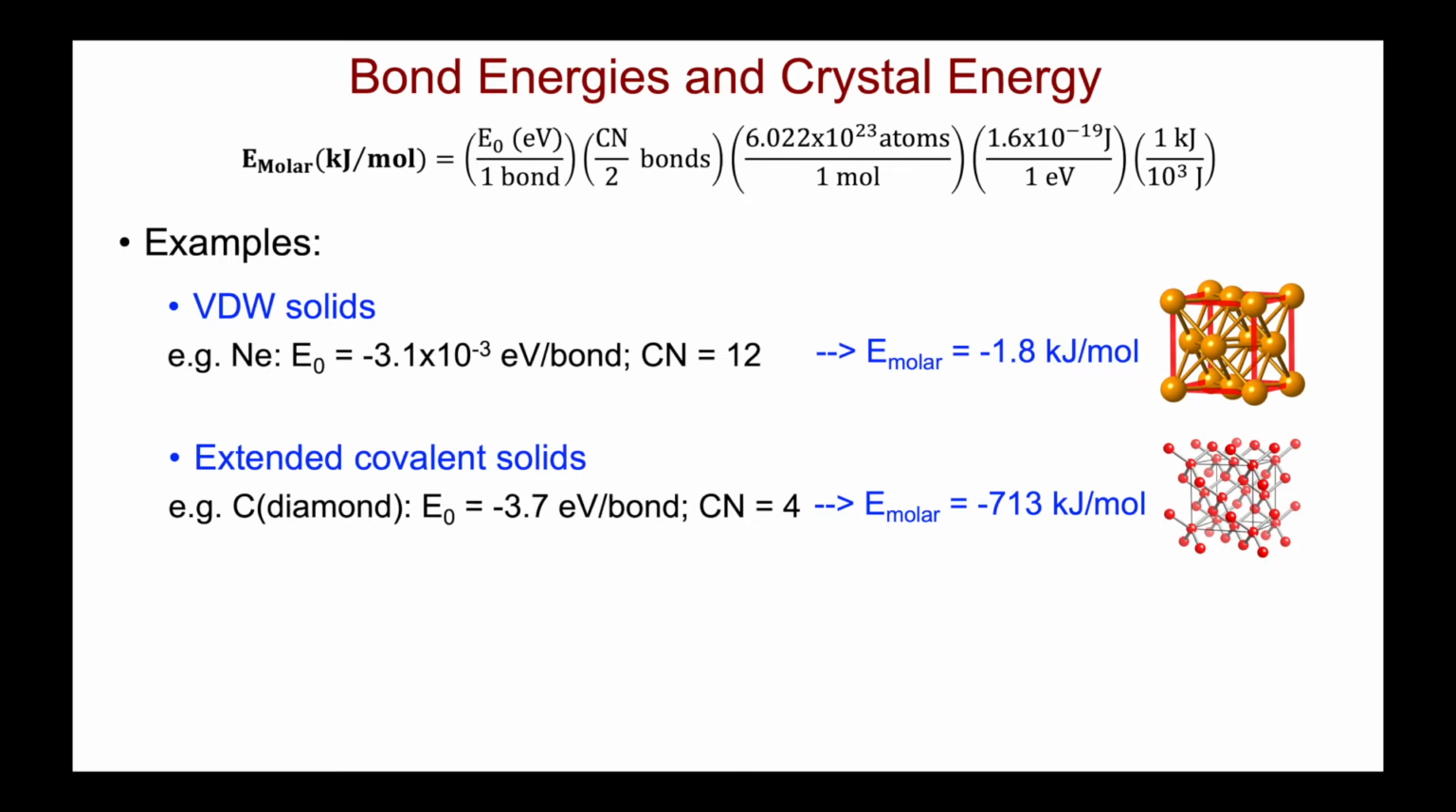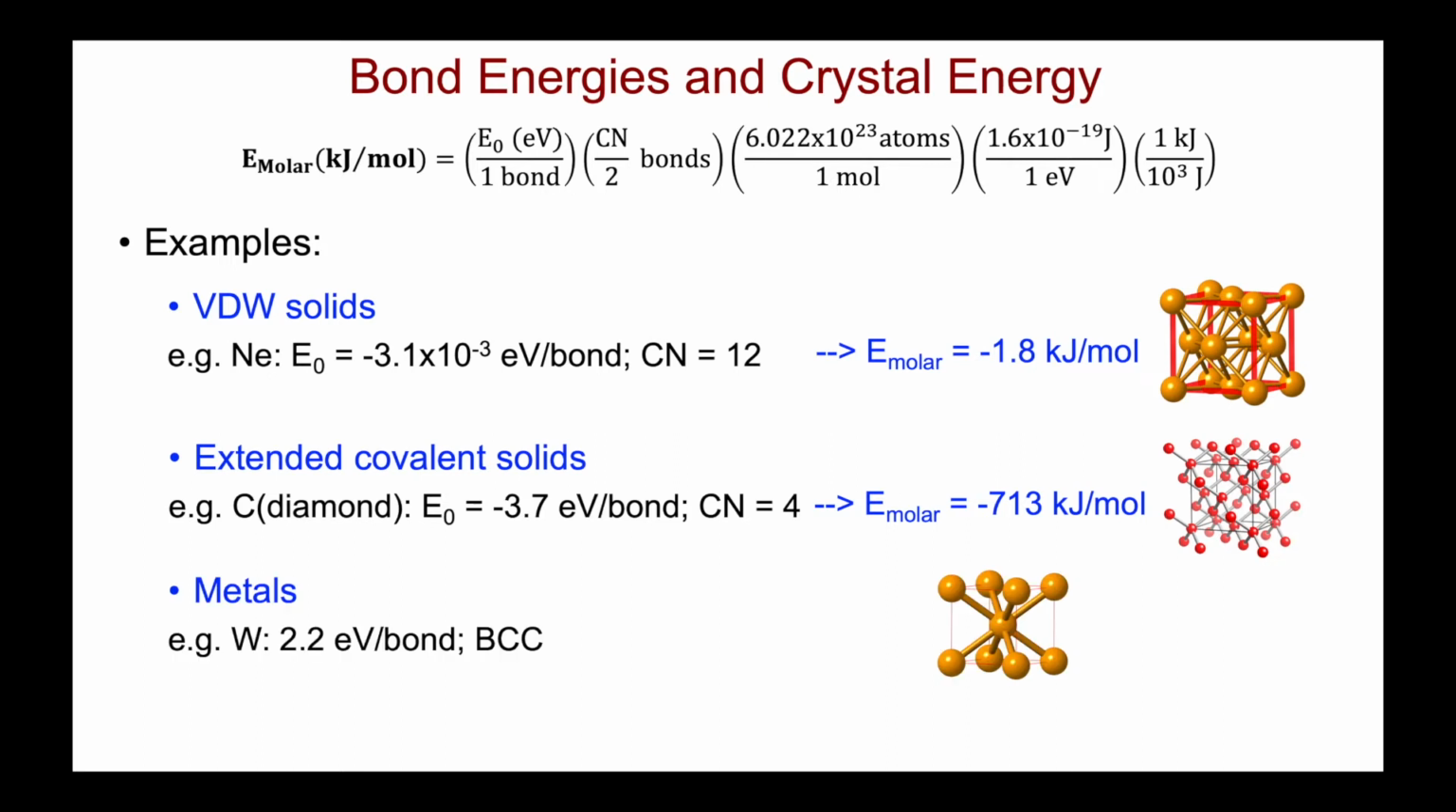Diamond is a very stable, strongly bonded system. Let's take a look at metals, for example tungsten. The energy of a tungsten-tungsten isolated bond is 2.2 eV per bond. Tungsten has a body-centered cubic structure with a coordination number of 8. And so therefore we can calculate the molar energy, and in this case it's minus 850 kilojoules per mole. Again, tungsten is a very strongly bonded solid, and it has a very high melting point.